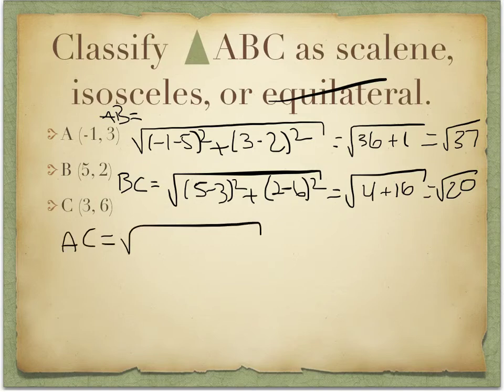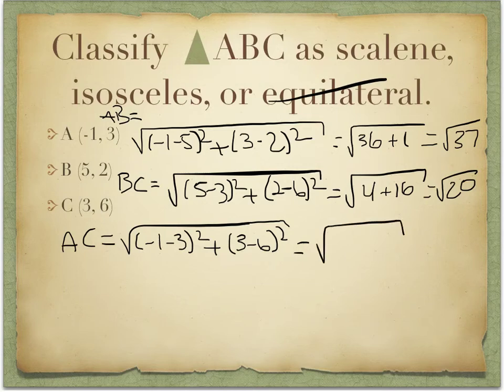AC, we get negative 1 minus 3 squared plus 3 minus 6 squared. Let's extend that, fix that square root sign. Negative 1 minus 3 is negative 4, and negative 4 squared is 16. 3 minus 6 is negative 3, and negative 3 squared is 9. So the distance of that side is the square root of 25. So because the distances are the square root of 37, the square root of 20, and the square root of 25, all the sides are different lengths, so we have a scalene triangle.